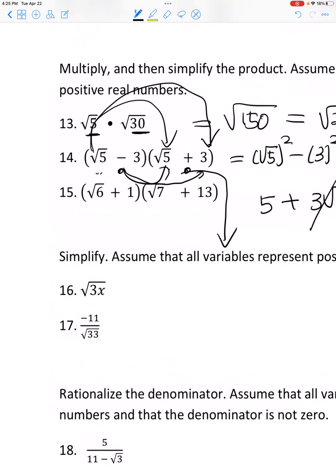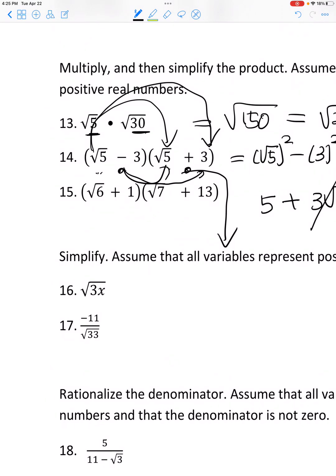15. Alright, so let's do the FOIL for this one. This one is not the same expression as 14. It's not the opposite, so there's no rule for this. We just need to FOIL. So radical 6 times radical 7, I got radical 42. Radical 6 times 13, I got 13 radical 6. 1 times radical 7, radical 7, and 1 times 13, I got 13.